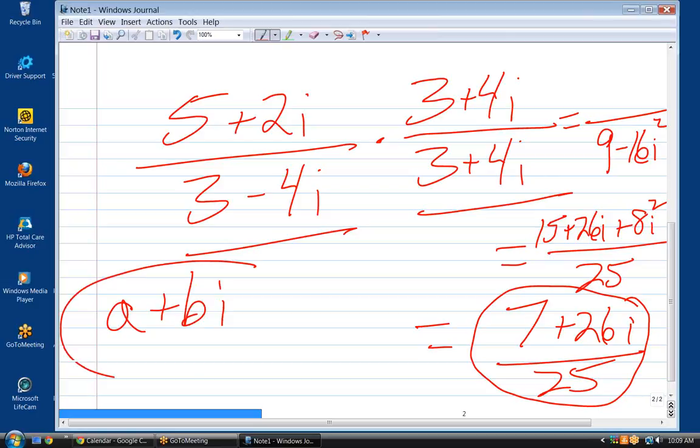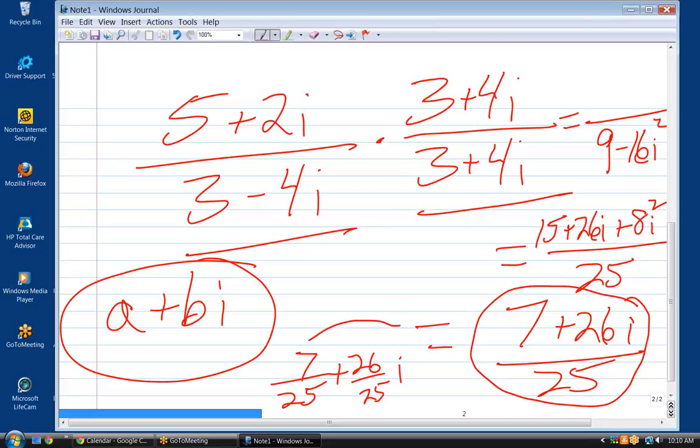That's a very specific format, and we're not in that format here. In order to get it into that format, I just need to split this into two fractions: 7 over 25 plus 26 over 25 times i. See what I did? And this would be the perfect answer because it is in a plus bi format.